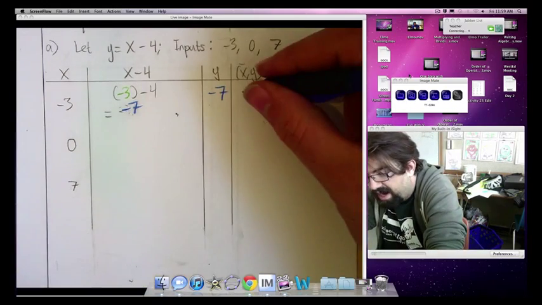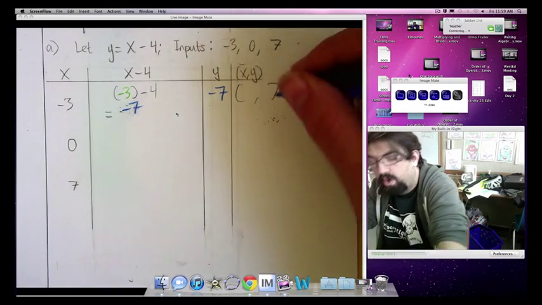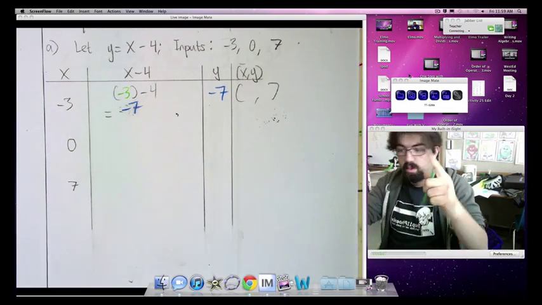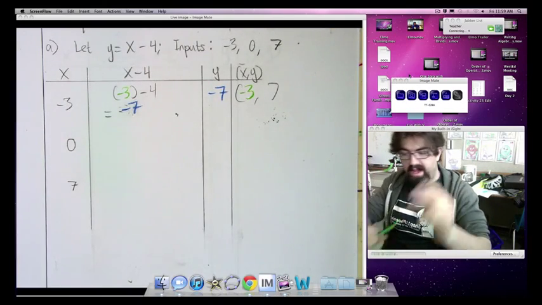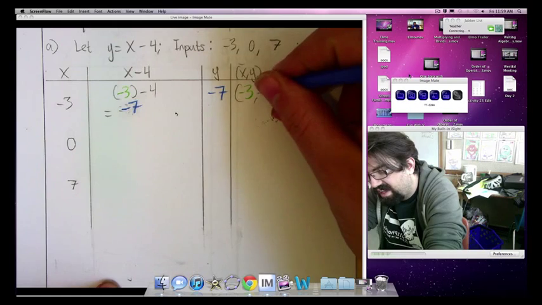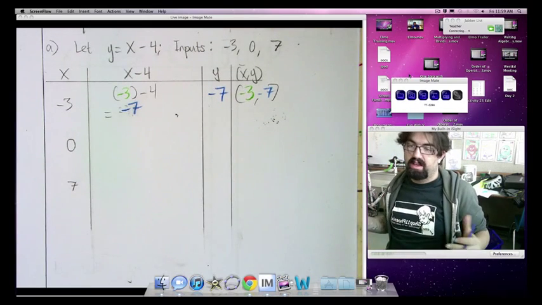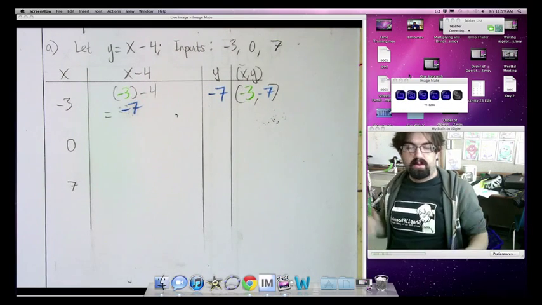So my ordered pair, and this is the main goal, is whatever my input was, that was x, -3, and whatever my range was, that is -7. That's it. That's the table.